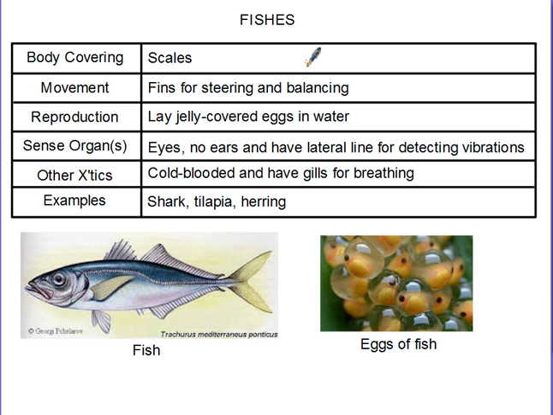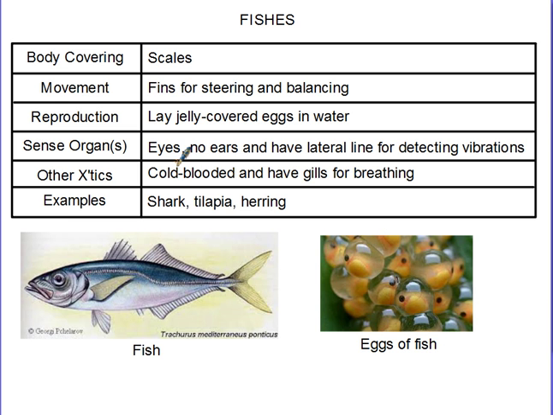Fishes. What makes an organism a fish? Its body covering is in scales. They have fins for steering and balancing. That is what they use for movement. So this tail here propels them forward, and then these are used for steering and balancing. They lay jelly-covered eggs in water. That is how they reproduce. Over here we see the eggs are jelly-like.